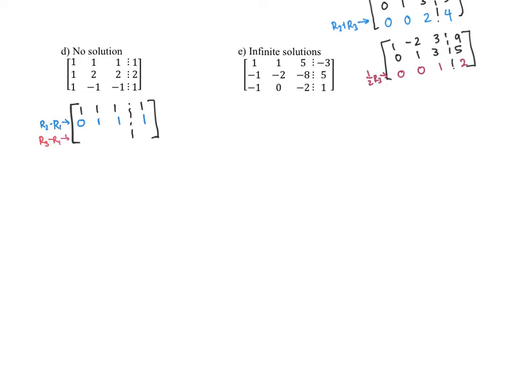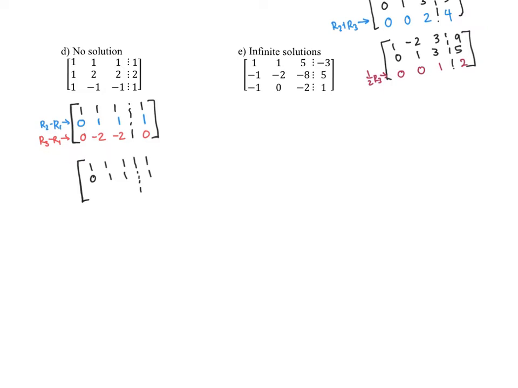Not the only way I could do it. 1 minus 1 is 0, negative 1 minus 1, negative 2, negative 1, negative 2, 1 minus 1, 0. Okay, let's see, I got zeros here. Now I want to get a 0 here. So I'm going to leave the first row alone and the second row alone. Okay, now I'm going to use row 2 to cancel out my row 3.